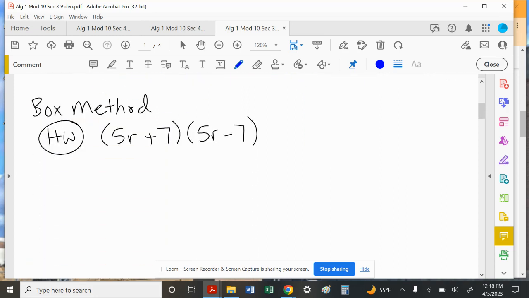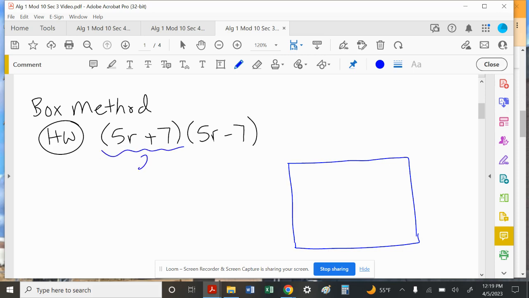Okay, so now we're going to learn the box method. So now we have the FOIL method. Now we're going to learn the box method. So the box method just says we're going to create a box. So here we have a box. We're going to count how many terms there are here. Notice in this first polynomial, we have 2 terms. In this second polynomial, we have 2 terms. So we're going to make it a 2 by 2 box. 2 rows for this one, 2 columns for this one, or 2 columns for this one and 2 rows for this one. It doesn't matter which way you do it. Just set it up that way.